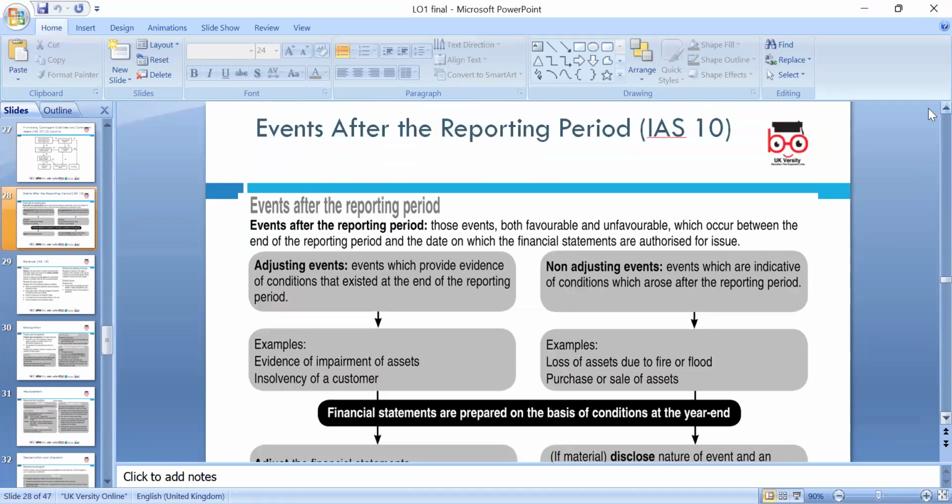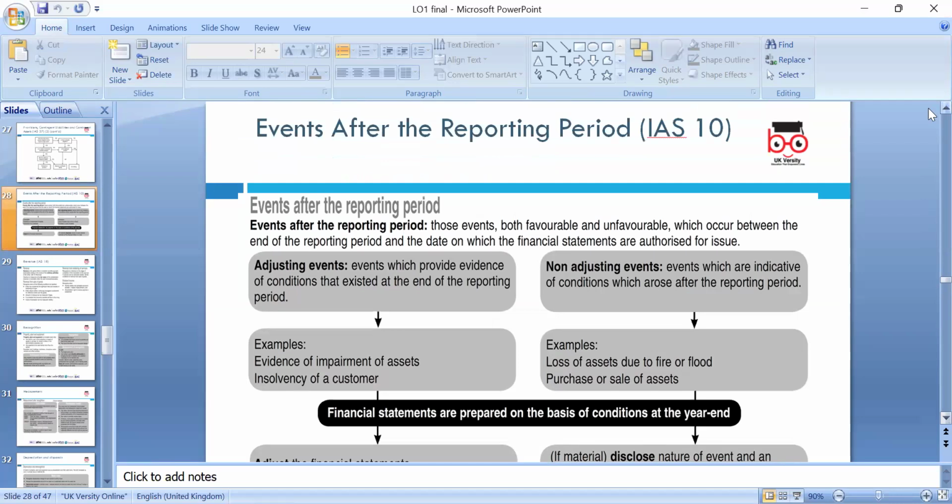Okay, events after the reporting period. If any transaction happens with a significant loss, or a significant asset losing value, within 90 days after the year end, that is an adjusting event.